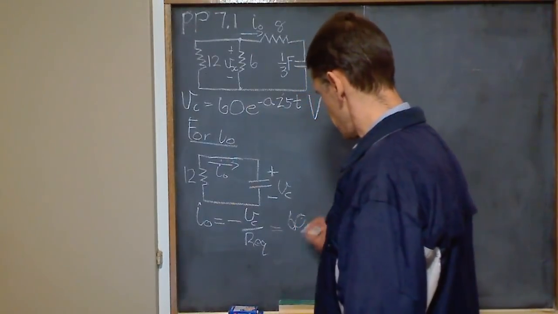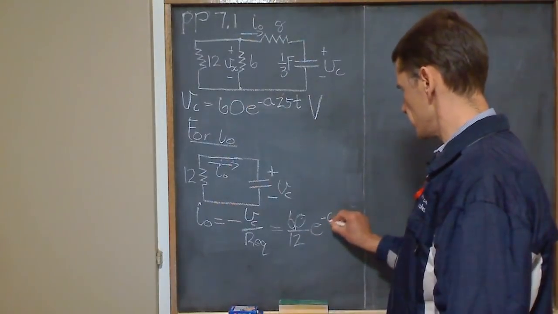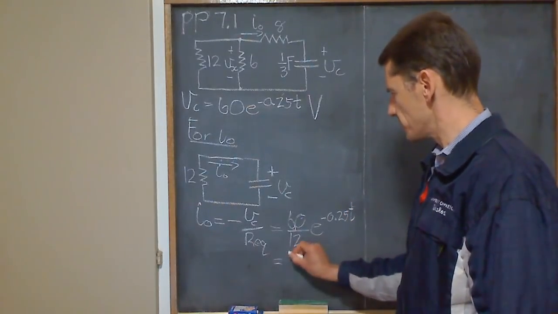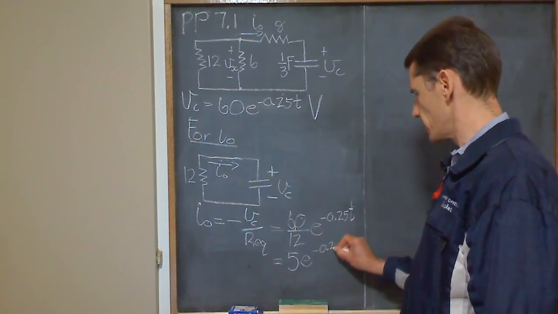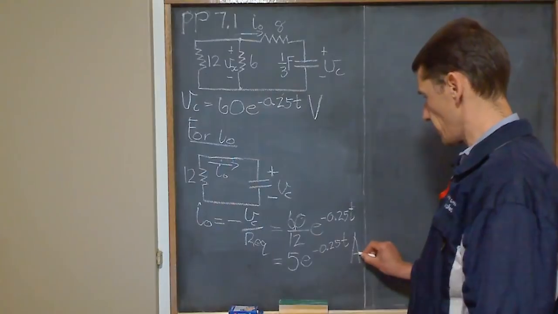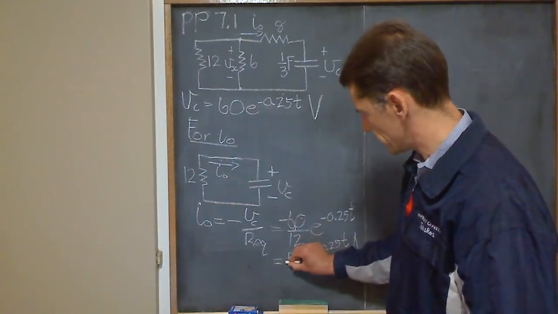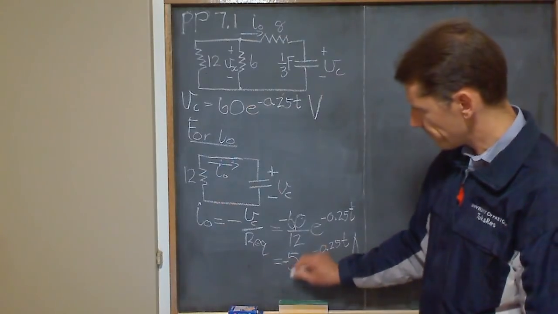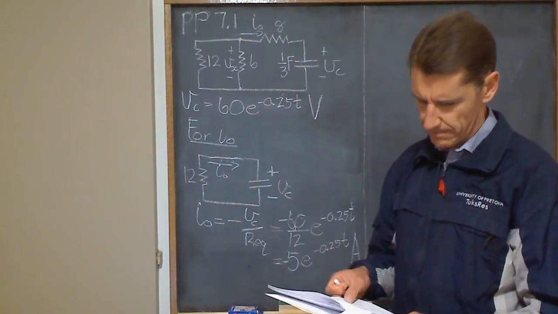So that becomes 60 divided by 12 and e to the minus 0.25 t, which gives me 5 e to the minus 0.25 t. What are the units now? Amps. All right, and there we've got our expression. Where's our minus? Oopsie, there's the minus. Don't forget the minus in front. The minus tells me the current will actually flow in the opposite direction.